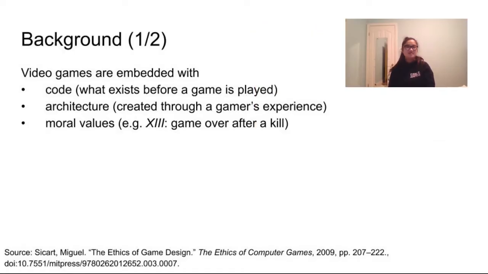To begin, Seacart notes that code and architecture constitute video games, explaining that code is what exists before a game is played, and architecture is what is created through a gamer's experience. According to him, video games are coded to be ergodic, meaning random, despite providing predictable experiences. Tetris, for example, always has different patterns and yet always has the same rules.